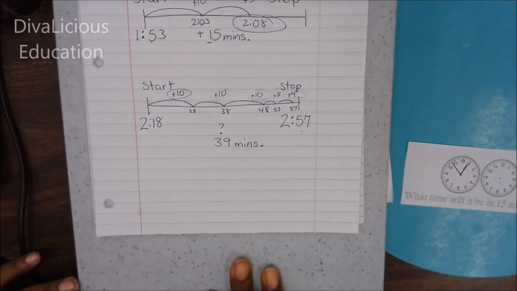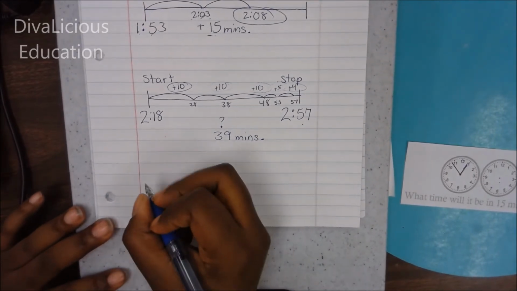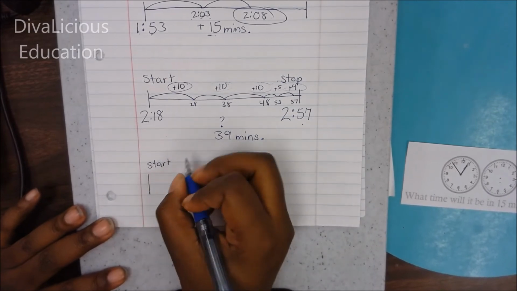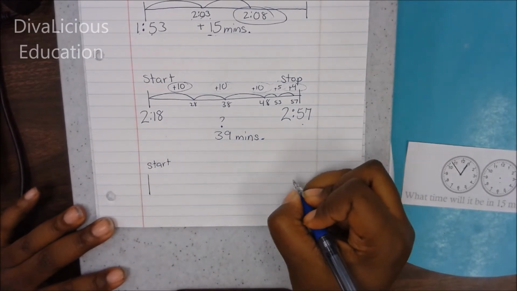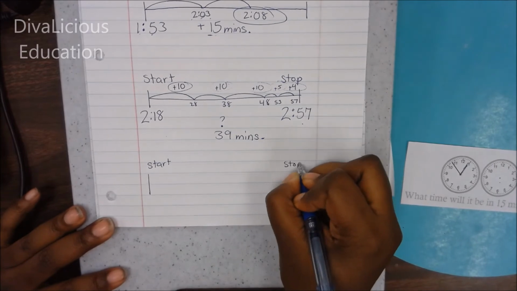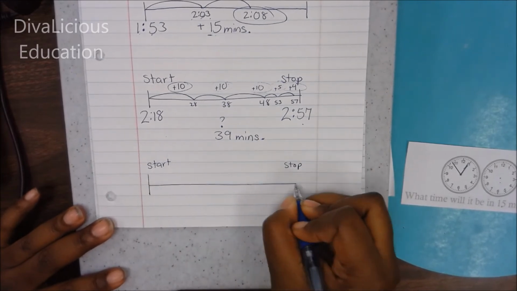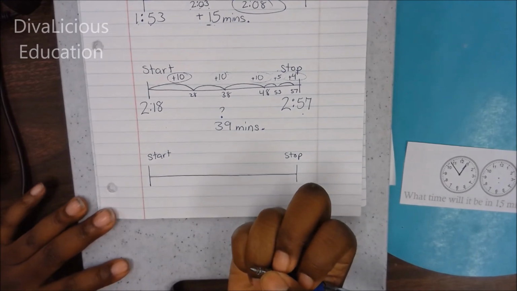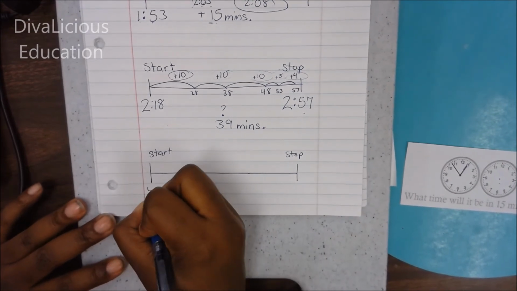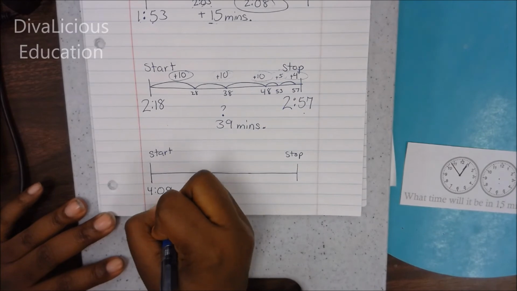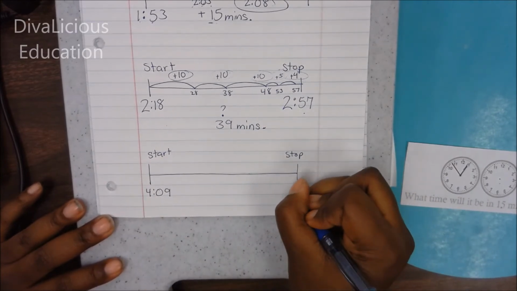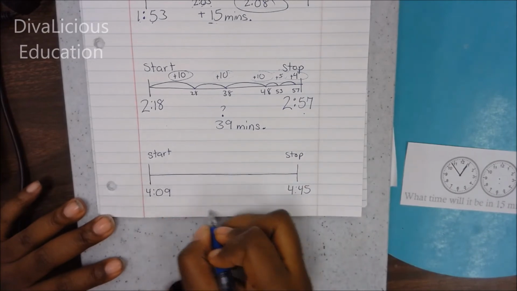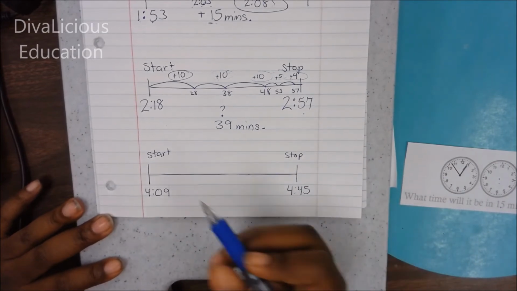Good. Let's try one more. This time, let's have a starting number. Let's be missing the starting number. Or let's not. In 3rd grade, I don't think you have to miss the starting number. So let's have a start time of 4:09. And let's have a stopping time of 4:45. And we want to know how much time elapsed. How much time passed by.